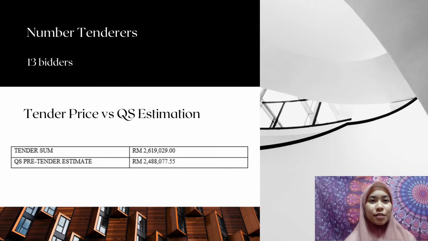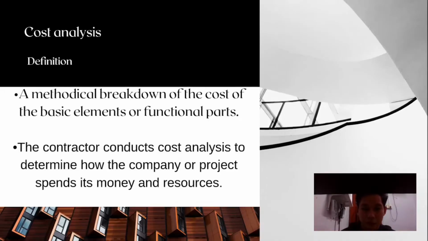There is a contrast between the tender price and the quantity surveyor estimate as can be seen. There is a 5% difference between the tender amount and the actual tender amount, where the tender sum amount is 2,999,029 ringgit, while the QS estimation is 2,488,77.55 ringgit Malaysia.